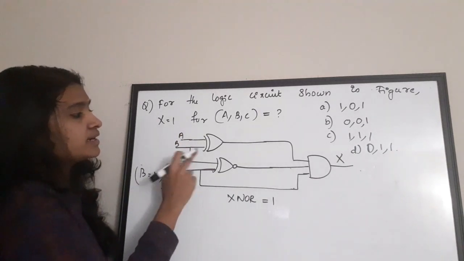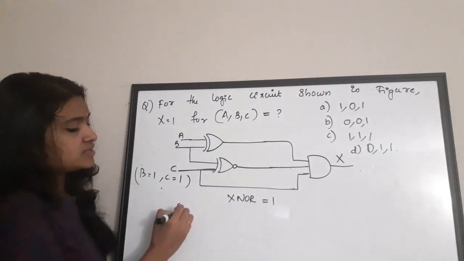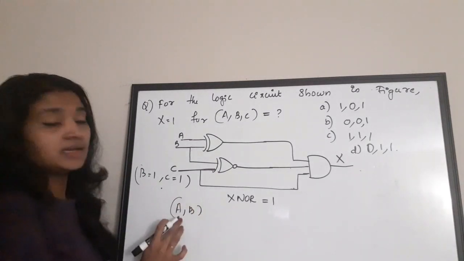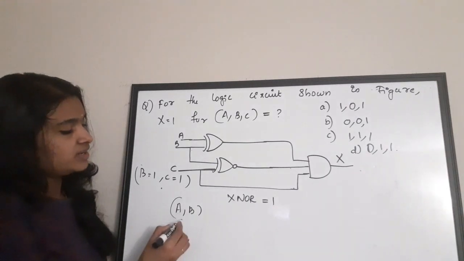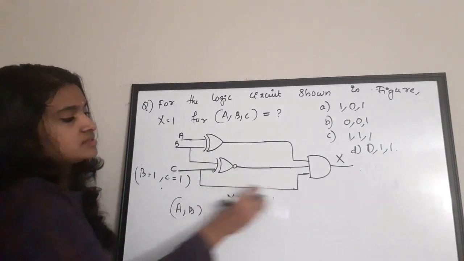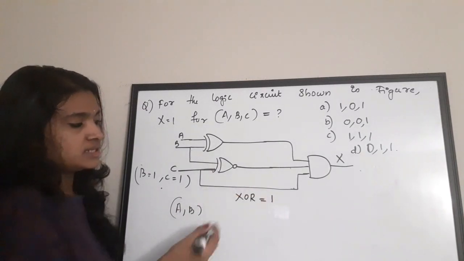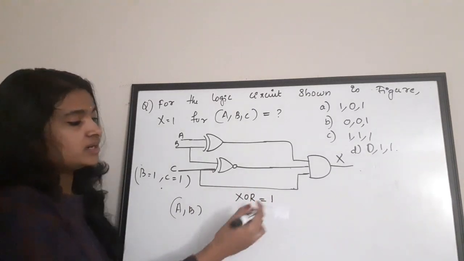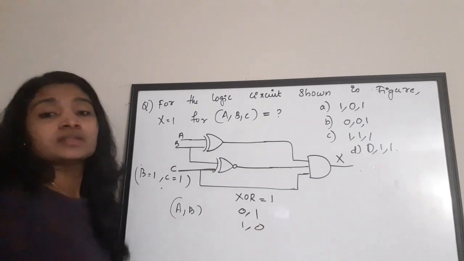Now, A and B are connected to your XOR gate, right? So, XOR gate input is A and B. And the output of XOR is 1 when these two are different, right? That is, I'll write it here. For the XOR gate output to be 1, your input should be either 0, 1 or 1, 0.